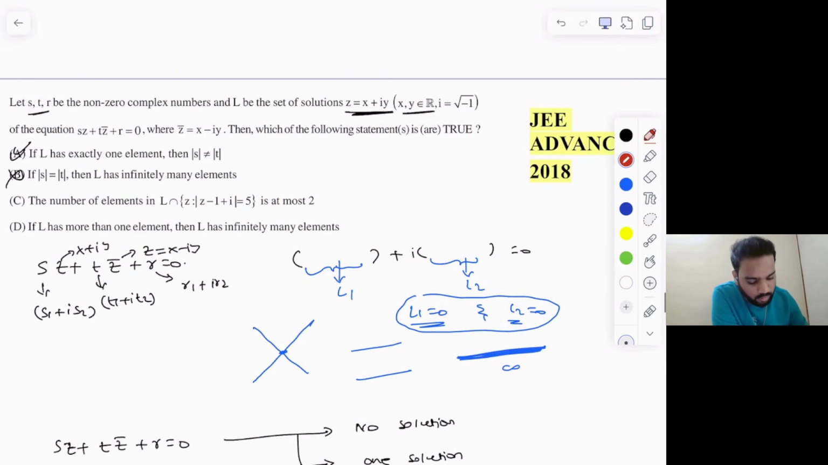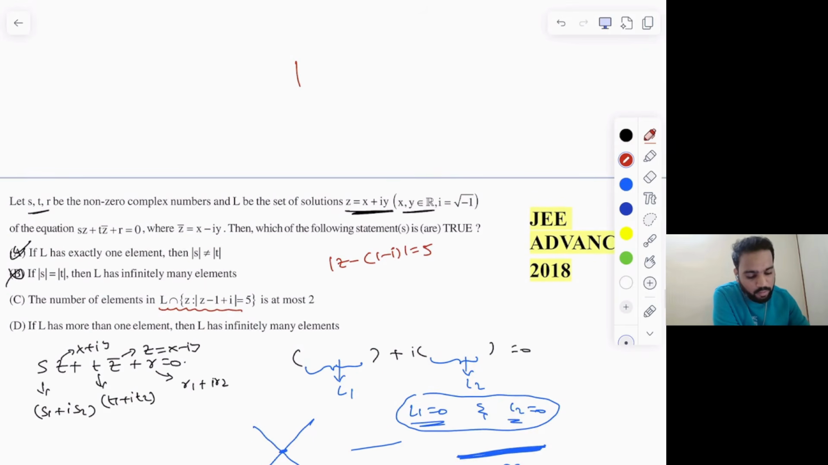Look at this. It is the number of elements in the intersection of L and this modulus of Z minus of 1 minus I is equal to 5. I'm rewriting that modulus value as modulus of Z minus of 1 minus I is equal to 5. But what do we know here? When we have modulus of Z minus 1 minus I is equal to 5, the center will be 1 minus I and the radius is equal to 5. But moreover, it is a circle. Okay? So it is a circle.